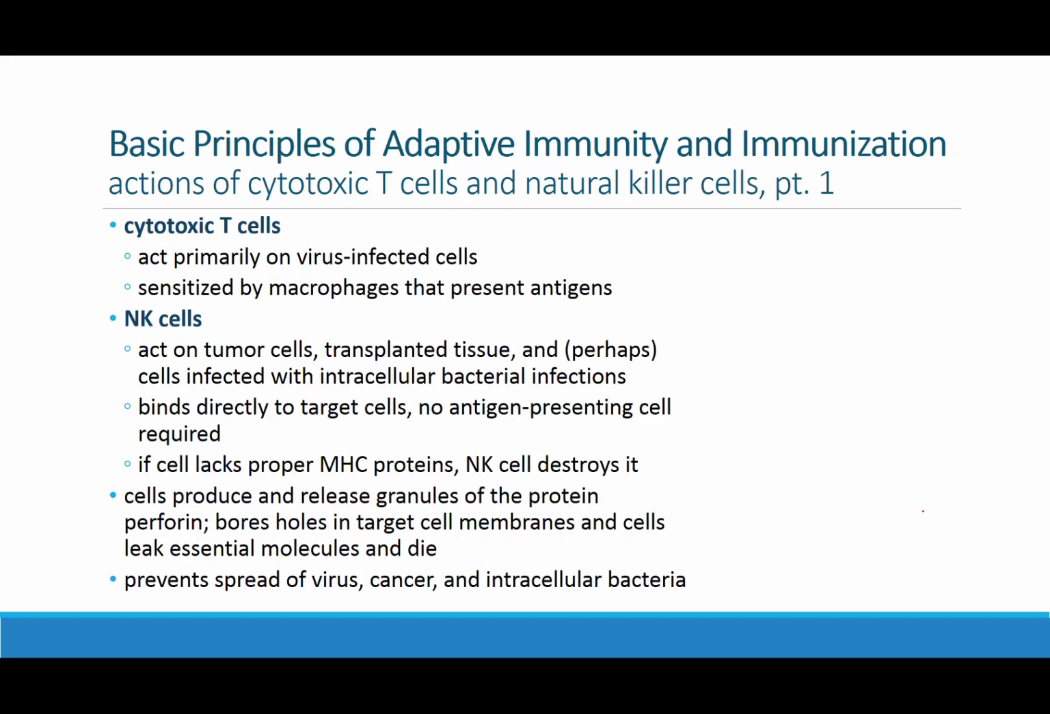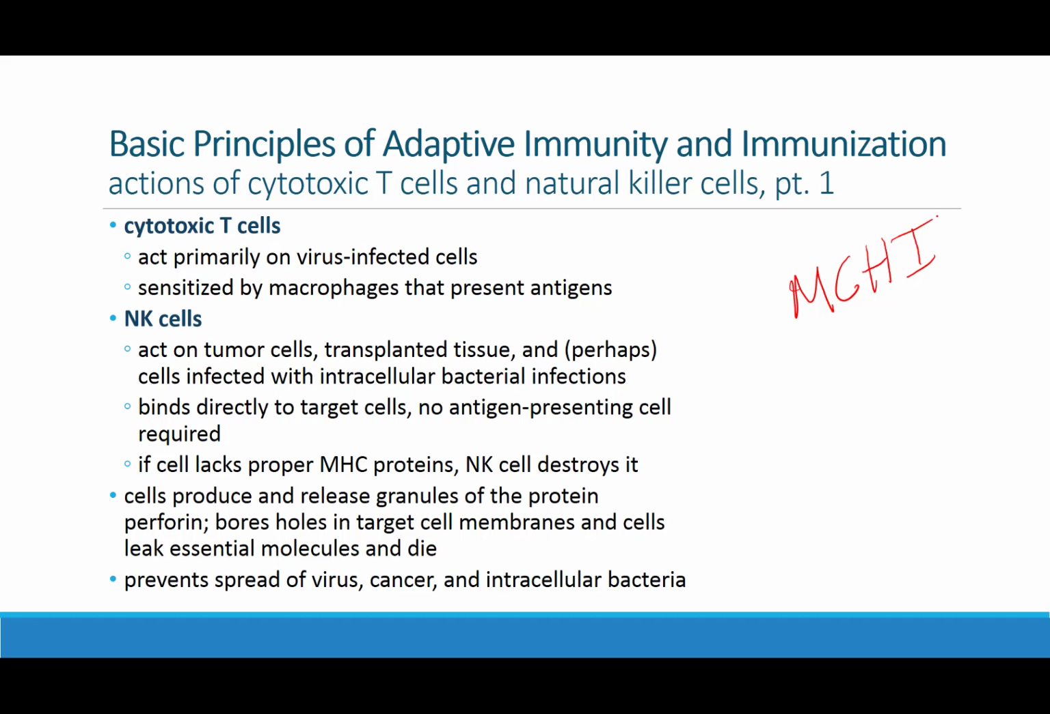Cytotoxic T cells and natural killer cells are the ones that respond to MHC class 1, major histocompatibility complexes. I'm sorry, not interleukin 1, but MHC class 1. Once a cytotoxic T cell develops, it acts primarily on virus-infected cells, and it's sensitized by a macrophage that presents the antigen.